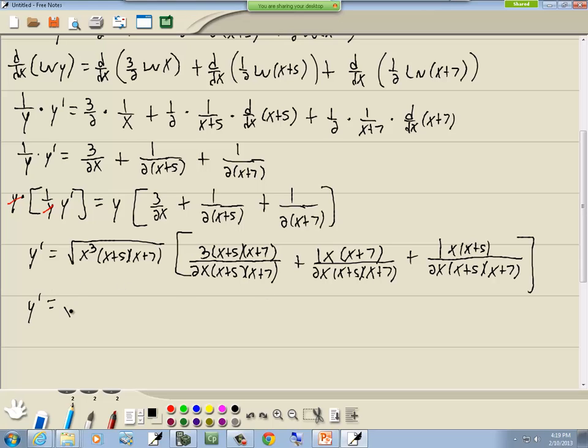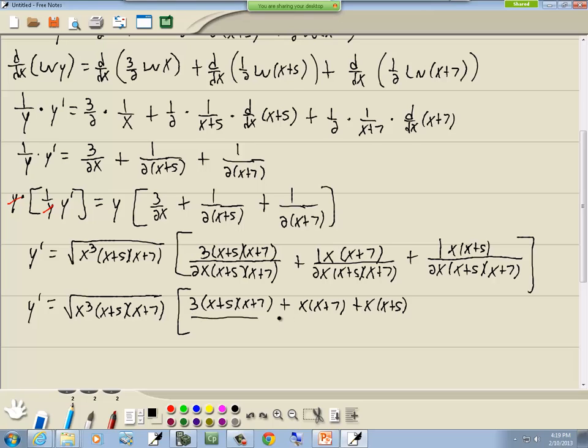Okay, so we got square root. Now I could bring a pair of those x's out, but I won't do that. Not unless... Actually, I will at the end. Looks like I can cancel something. Okay, well, these all have the same denominator now, so I'll merge together the top parts. So I got 3 times x plus 5 times x plus 7 plus x times x plus 7. The ones drop away, plus x times x plus 5, all over 2x, x plus 5, x plus 7.